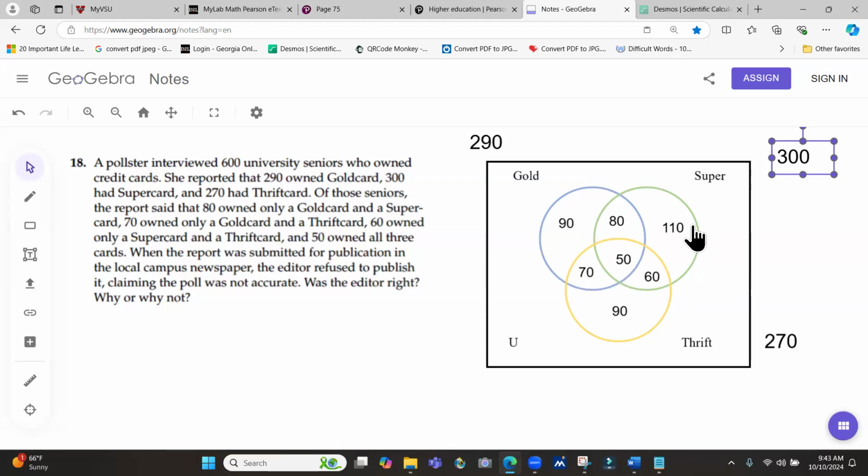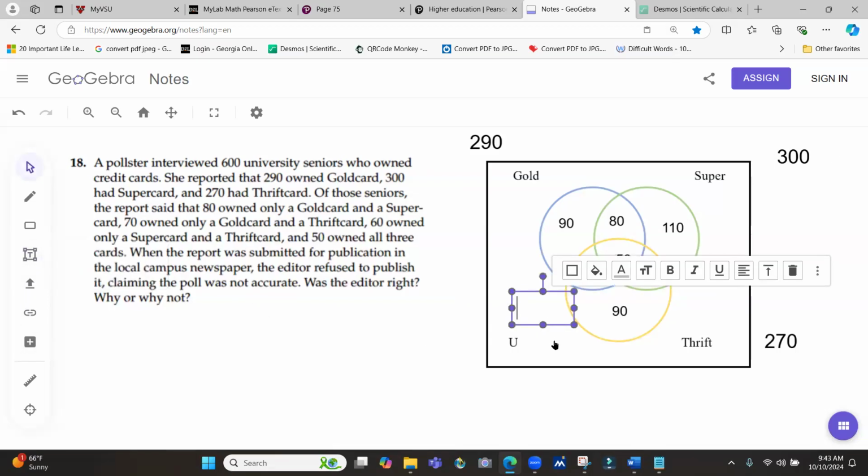If you add 1, 2, 3, 4, 5, 6, 7, I'm getting 550 people have been accounted for, and they own at least one of the three cards. Some of them own all three, some of them own two of the three. So I'm getting 50 who own none of the three cards.